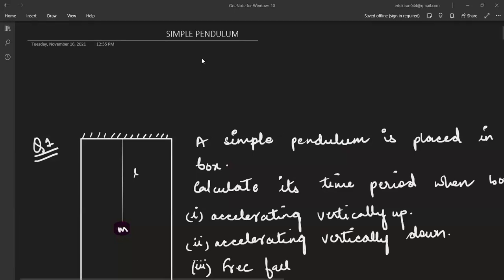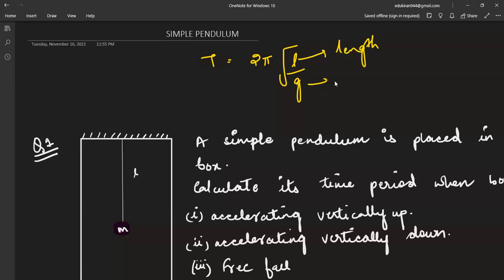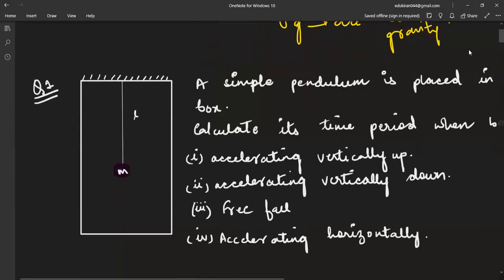See, the formula for the time period of a simple pendulum is 2 pi under root L by G. This is the length and this is the acceleration due to gravity.